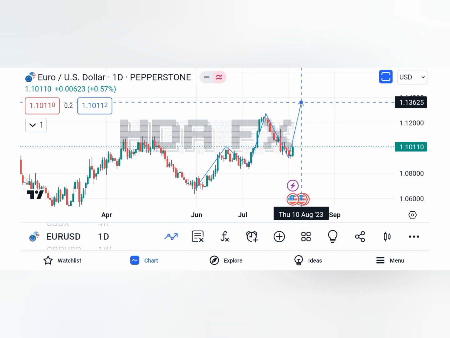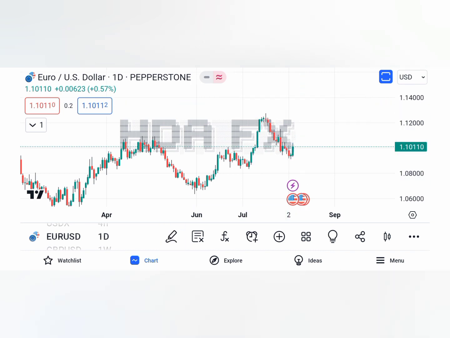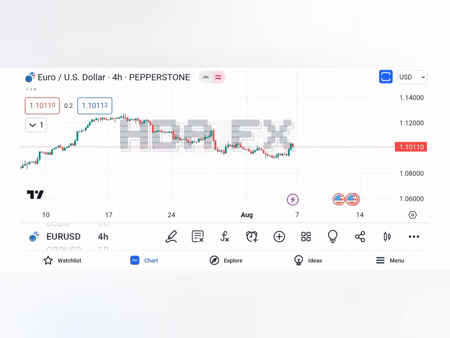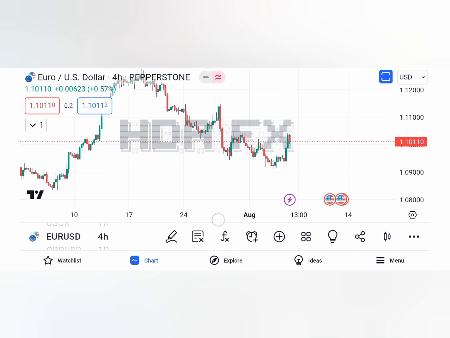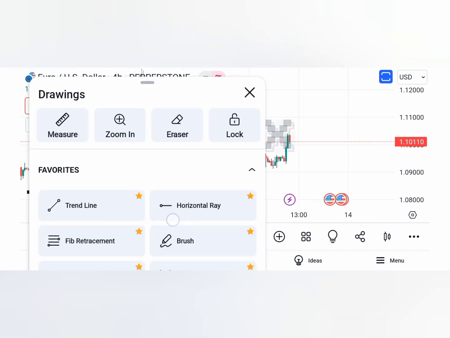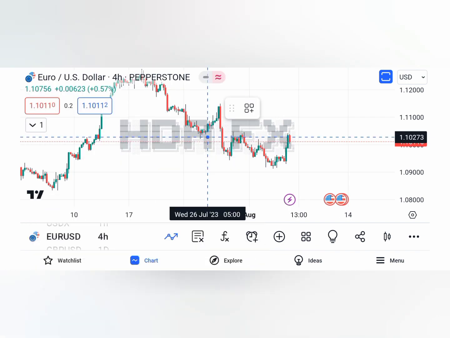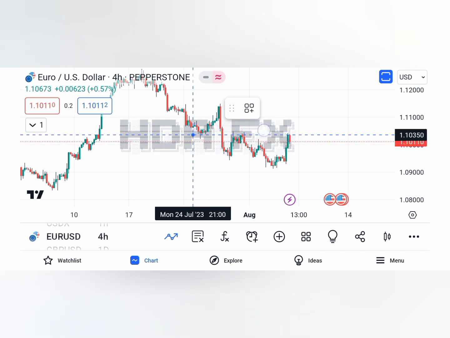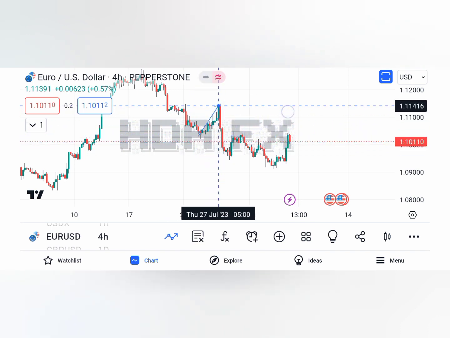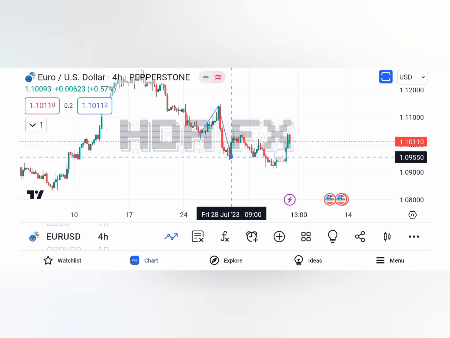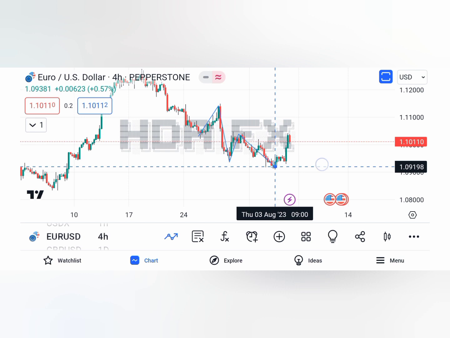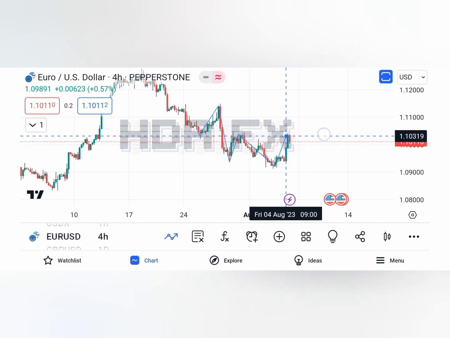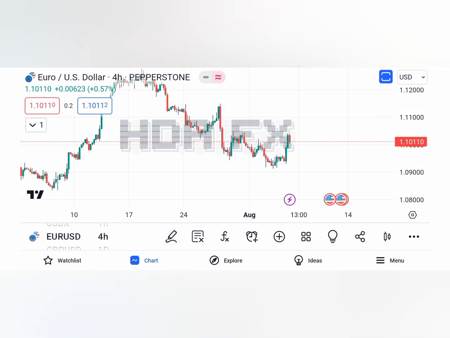But let's move to the 4-hour time frame and see what we have there also. On the 4-hour time frame, like I said, during the previous weeks, Euro USD was bearish. It was in a downward move, so we could spot this downward move here. And now we can see that price has started moving upward here. So now let's try and spot some key levels here.